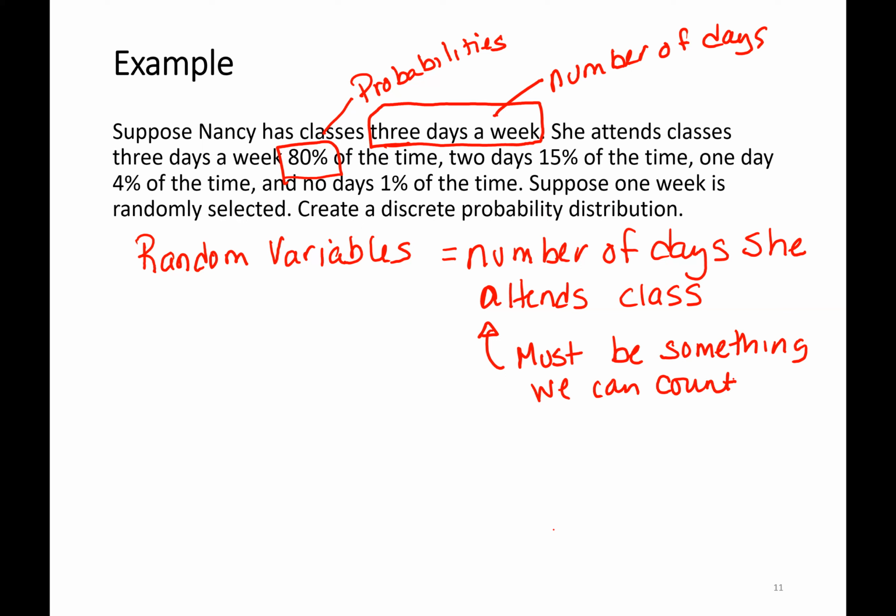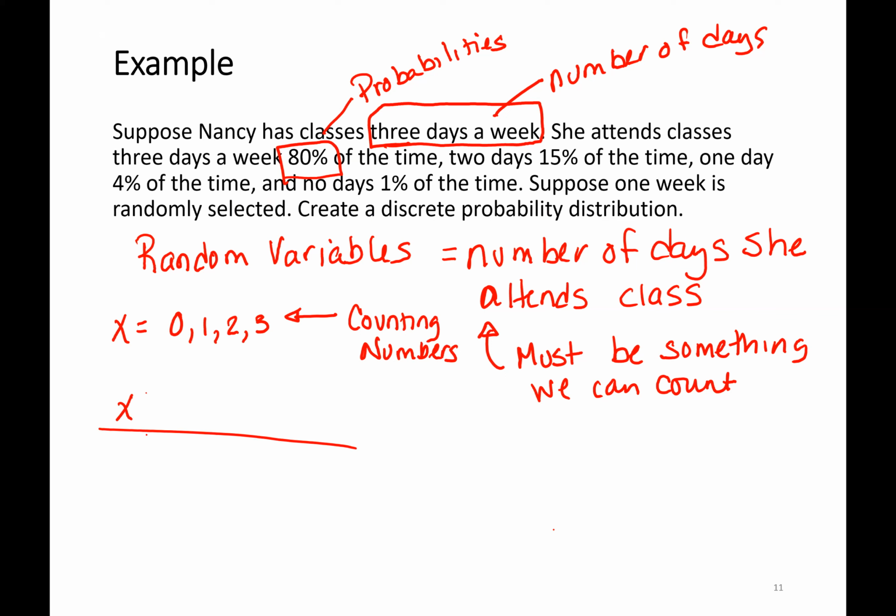Okay. Now, what values can X take on? Well, she has classes 3 days a week. She can attend no days, 1 day, 2 days, or all 3 days. So what values can her discrete random variable take on? 0, 1, 2, and 3. Mm-hmm. So this must be countable numbers, counting numbers. And what they give us in the statement of the problem is the actual probability. So X is 0, 1, 2, and 3, and then the probability that X takes on this value.